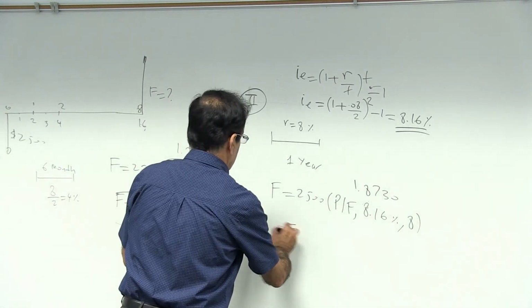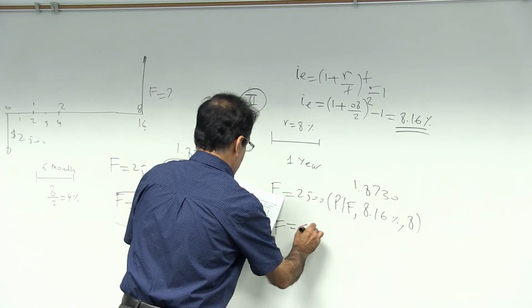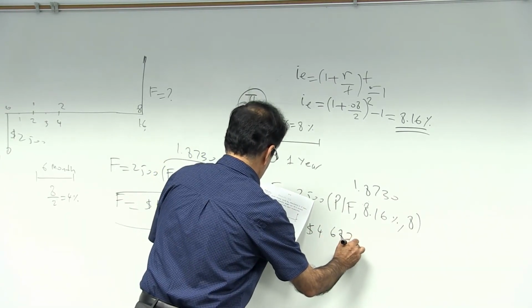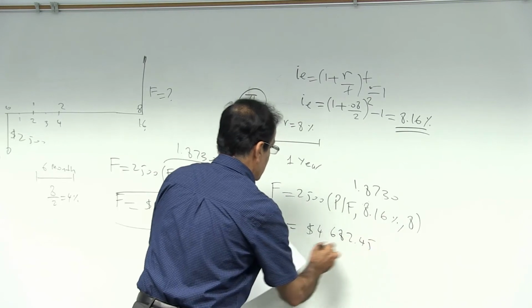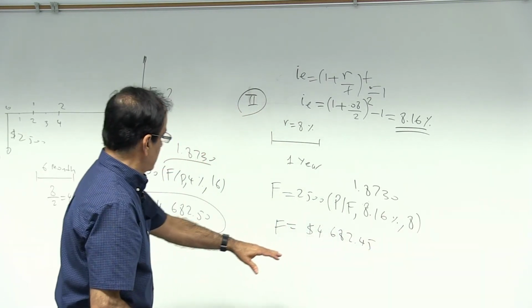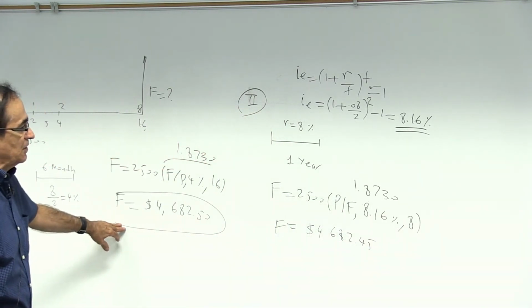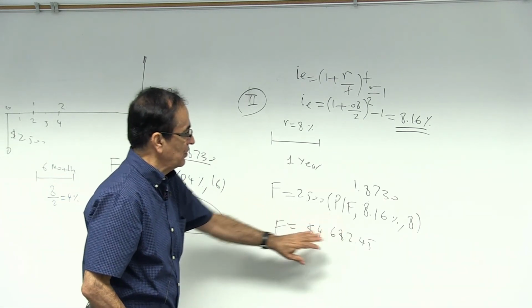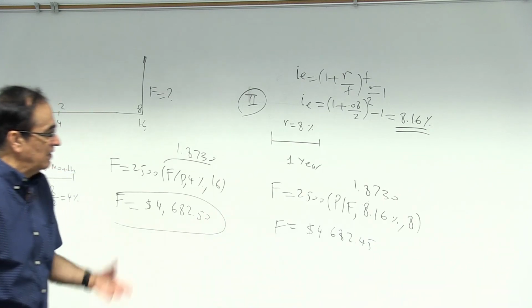And if you substitute, that value is going to be $4,682.45. As you can see, the answer is slightly different than the previous one, because here I'm using interpolation. That's going to have some error compared to the first method. The difference is not significant, like 5 cents.